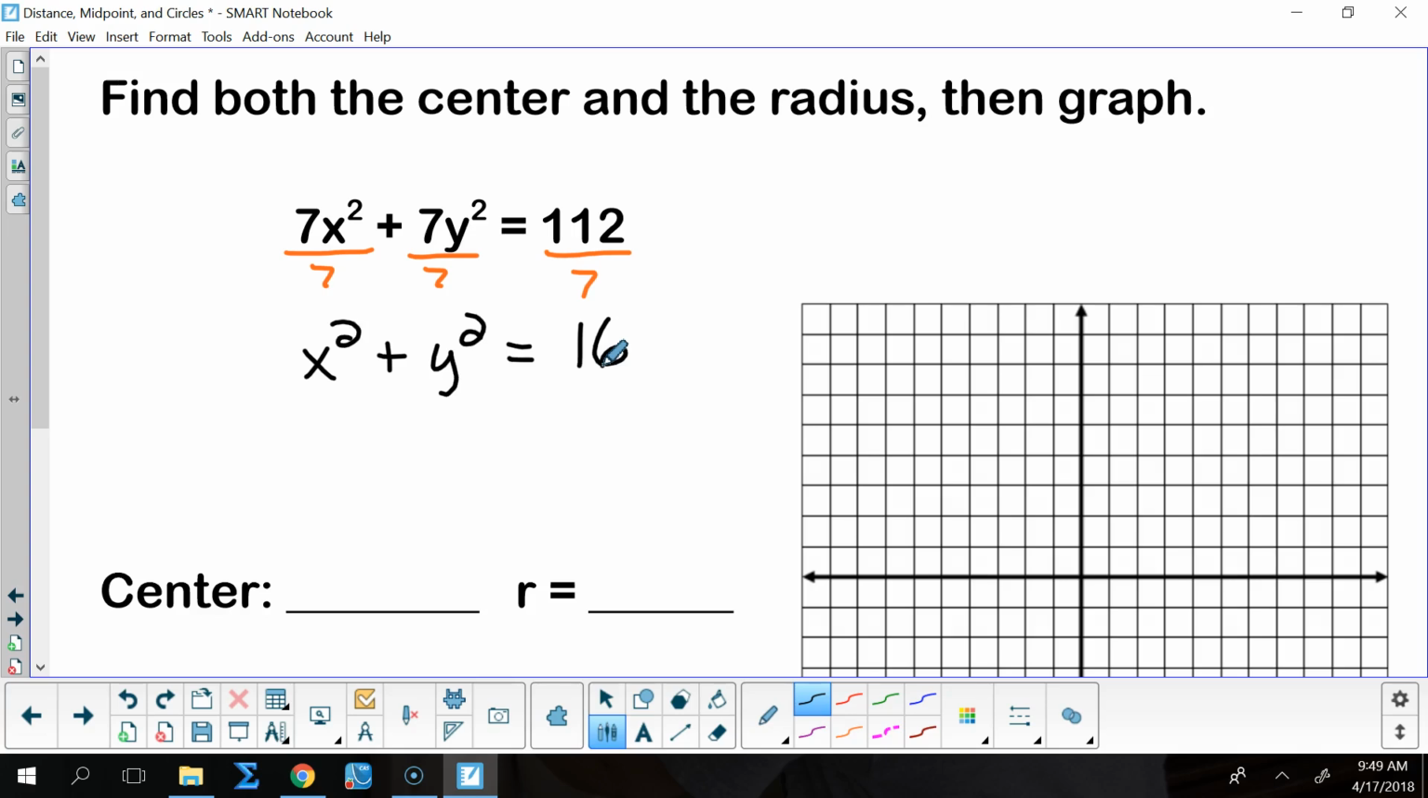Which really is x minus 0 squared plus y minus 0 squared equals, I'm going to write it as 4 squared. Only because it's the best game ever.